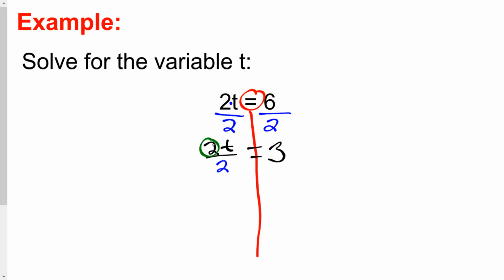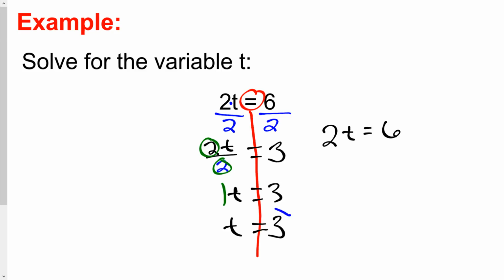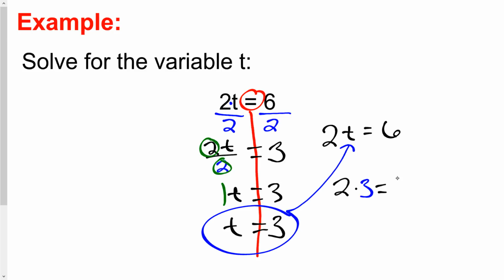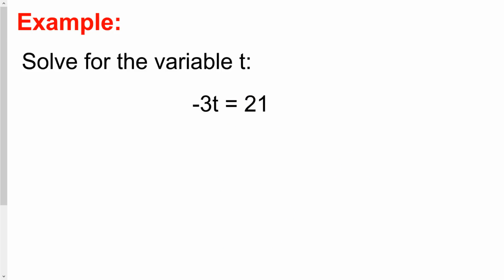2 divided by 2 is 1. This leaves 1t equals 3, or just t equals 3. Does that work? Well, let's start with our original equation here and substitute t equals 3 into t. That's going to be 2 times 3 equals 6. Well, yeah, that works. Go ahead and pause the video and try this one out.